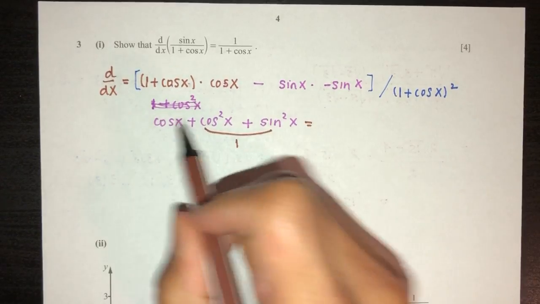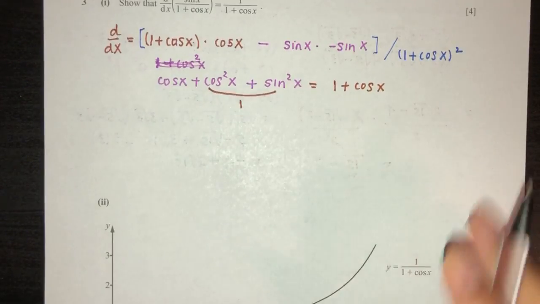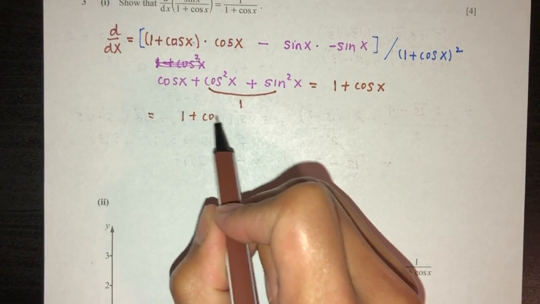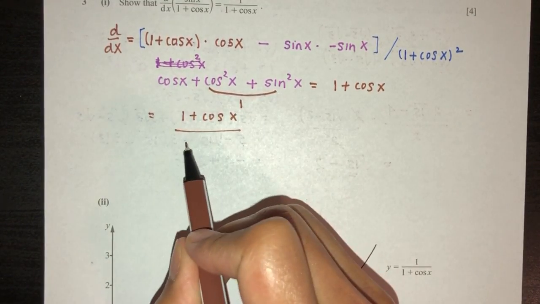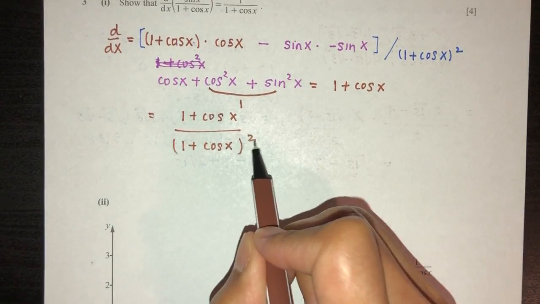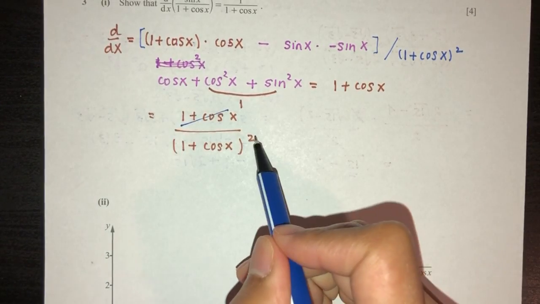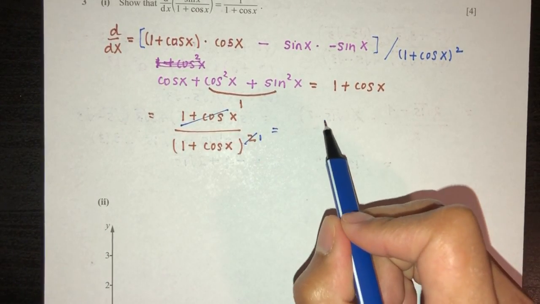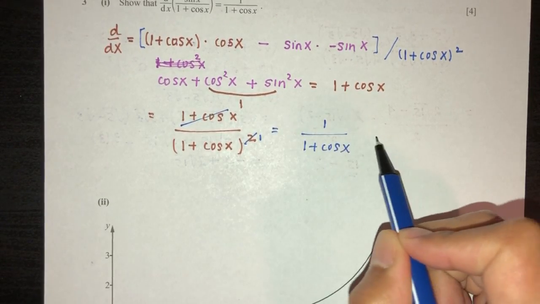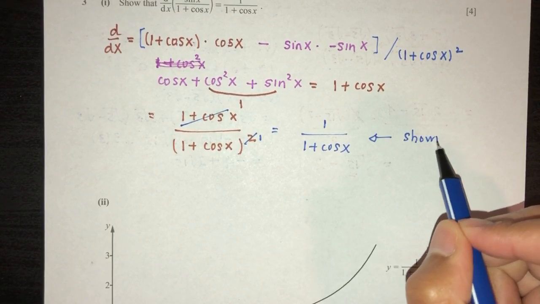So here you will have 1 plus cos x. This is the value on top, so you will have 1 plus cos x over 1 plus cos x squared. Now since these two are the same, we can cancel, that'll be 1. So you will have 1 over 1 plus cos x as your answer. This is shown as required. That is for part 1.